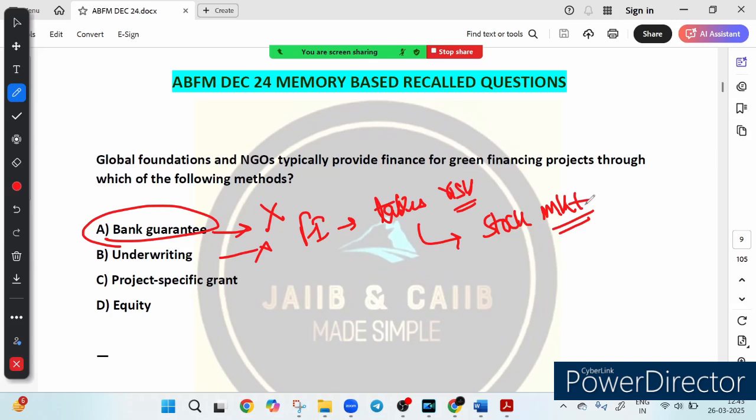And bond issue, not in NGO grant. It is not used in NGO grant. Remember, underwriting is an investment strategy, not a direct way for NGO to finance green projects. NGOs don't act like investment banks. They provide direct funds, not risk-based financial backing.